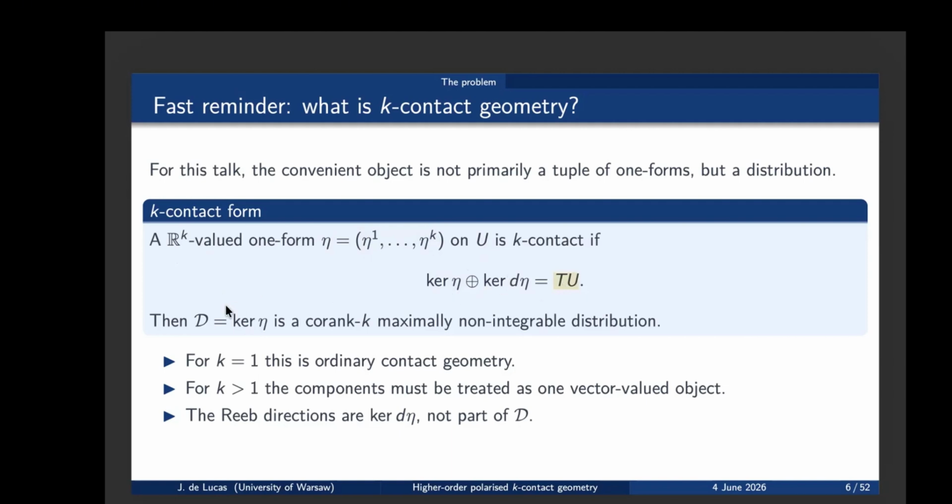When this happens, you can prove that the kernel of eta is a k-maximally non-integrable distribution. That means that there is no vector field in this distribution that leaves it invariant at any point. This is something quite useful. When k is equal to 1, as I said, this is contact geometry.